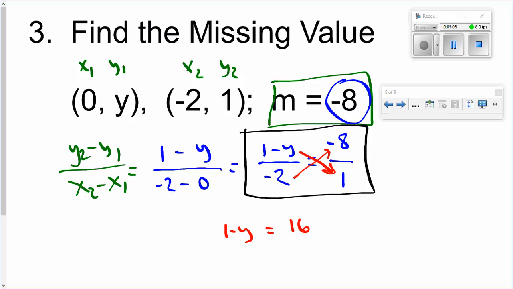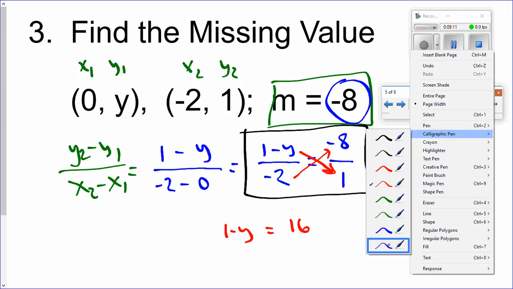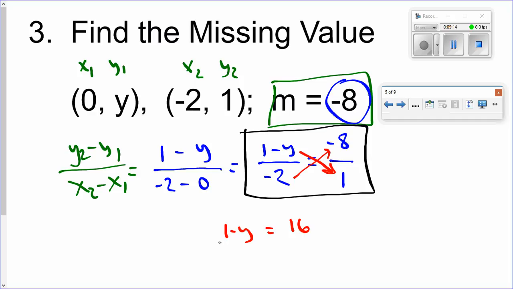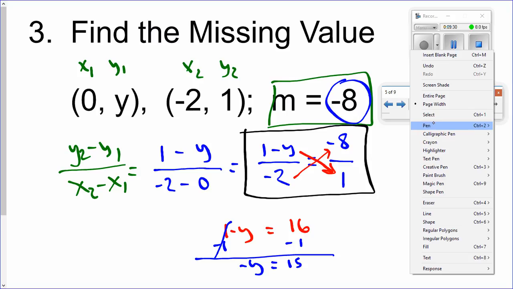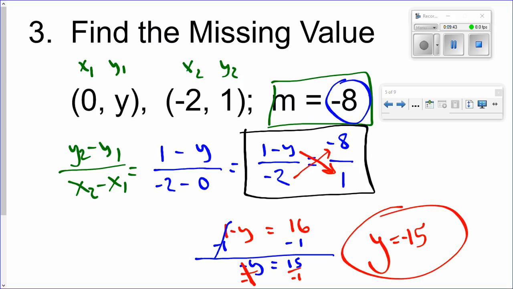Now, ladies and gentlemen, we have a very simple equation. Let's do this. I can subtract 1 on both sides and get rid of this. And now I have a -y equals 15. Then what? Well, I've got a -y, so I divide by a -1 on both sides. And what does y equal? y equals 15. I'm sorry, -15. Ta-da. That's not bad after all.